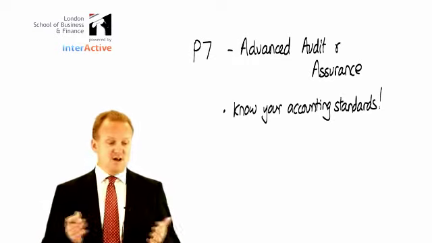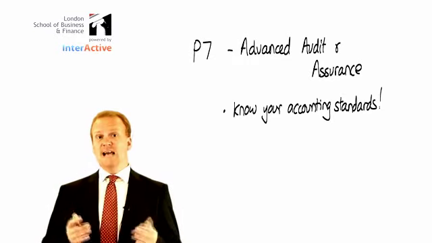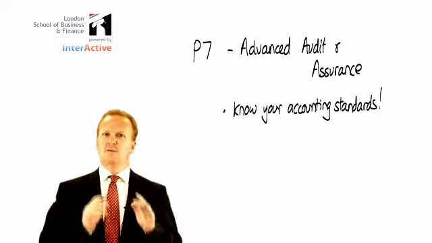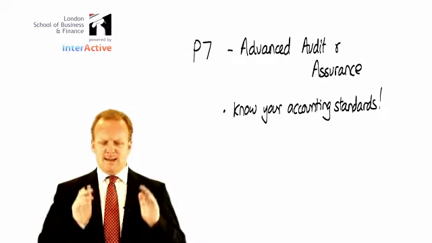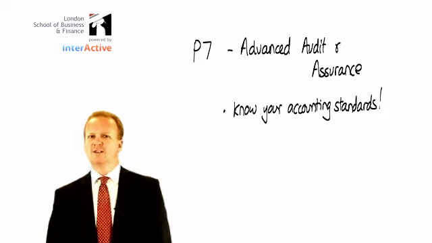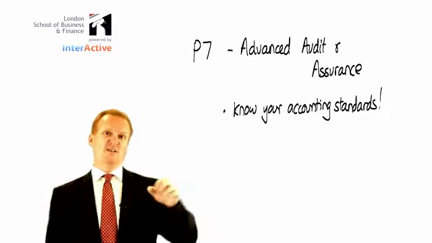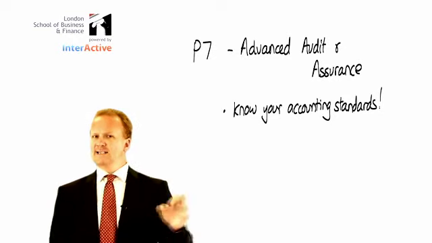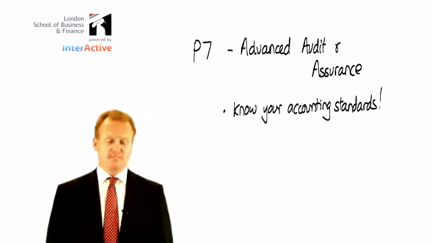Okay, so there's the first thing we've considered. The fact that this exam is still auditing, but it's harder accounting areas that you need to audit. But notice that the title of the paper is not Advanced Auditing, it's Advanced Auditing and Assurance. So let's now consider the other stuff on this paper.